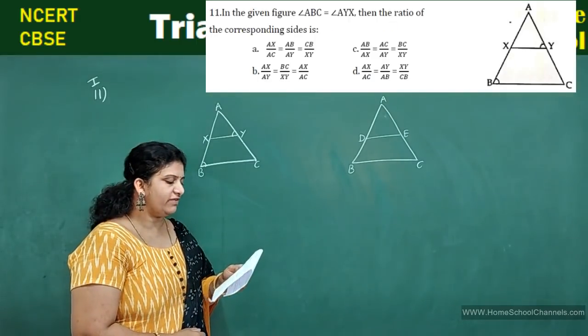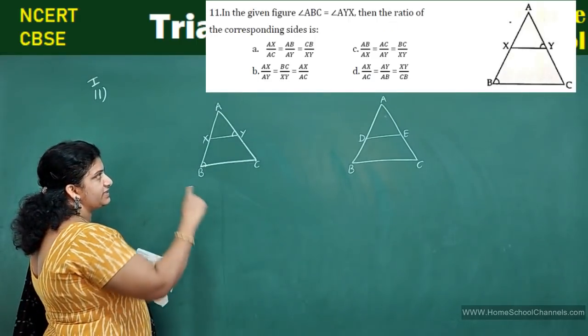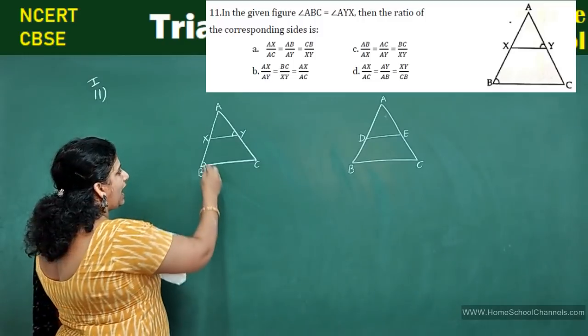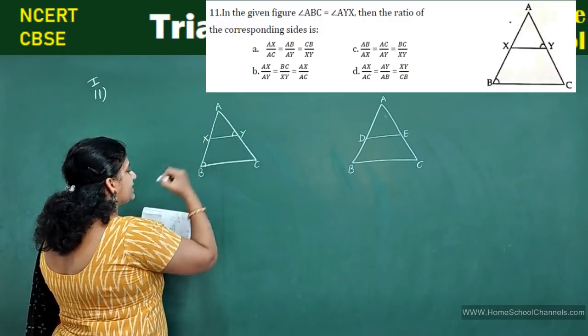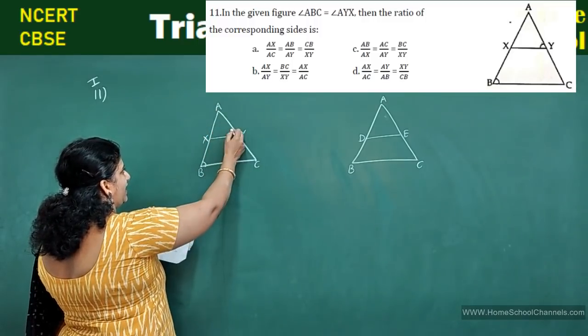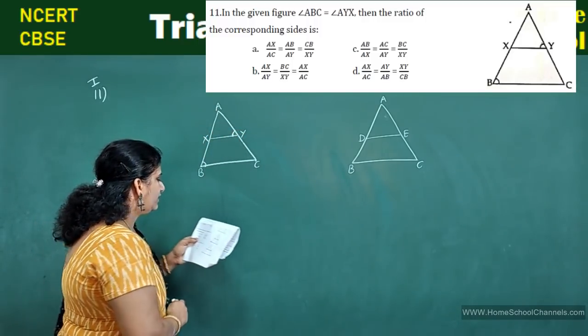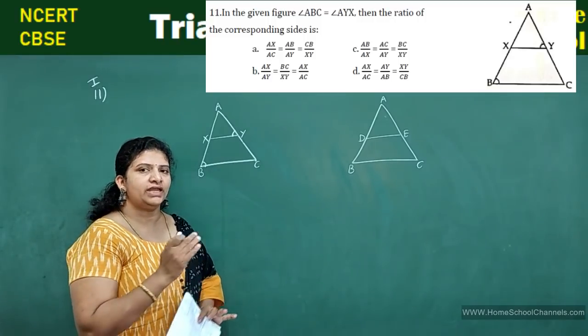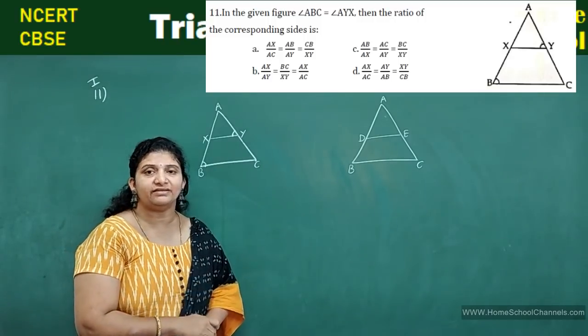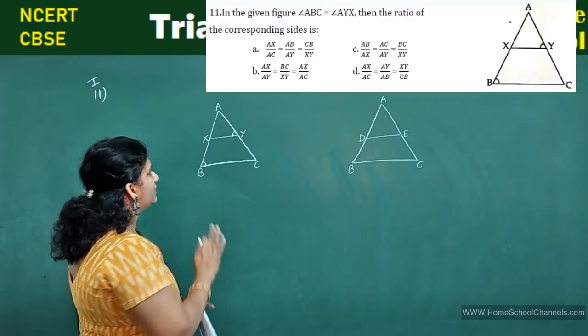11th one. In the given figure, angle ABC, you can see the figure here. Angle ABC means this angle, is equal to angle AYX, this angle. Then the ratio of the corresponding sides is. Okay, we need to compare the two triangles and write the ratio of corresponding sides.